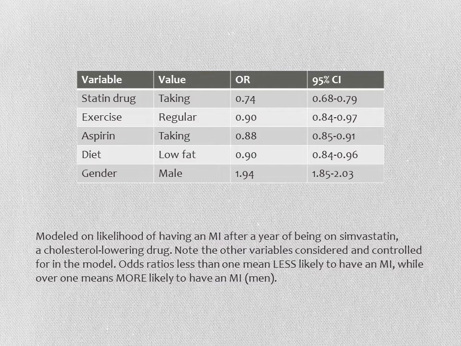And there's the 95% confidence interval, which again is 2 standard deviations on either side of the odds ratio. And so you can see in all these cases that since it's modeled on having an MI, most of these variables lower your risk of having an MI, except for being male, which raises it. And there will be tables like this in many of the studies that you read. So this is a helpful example to go back to.